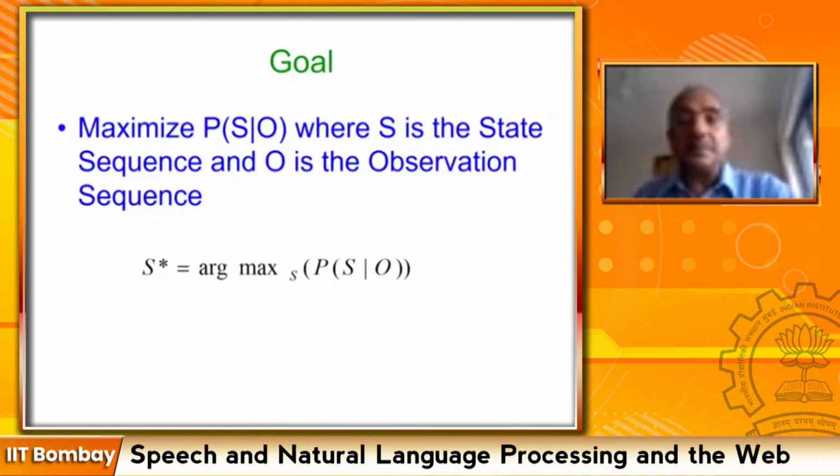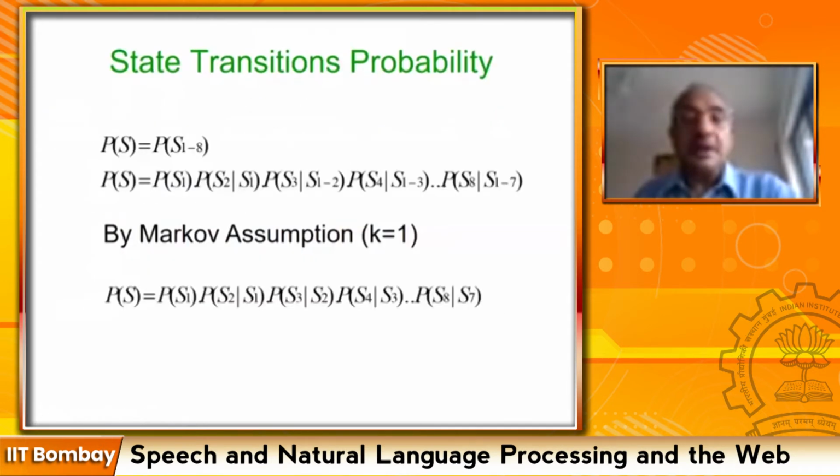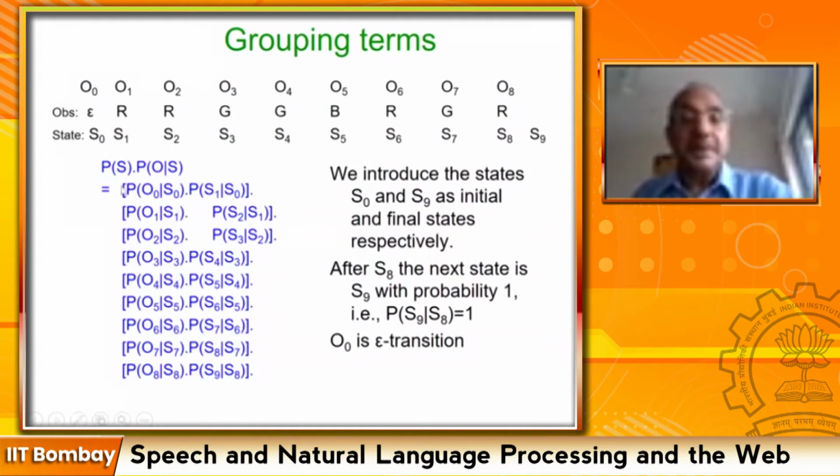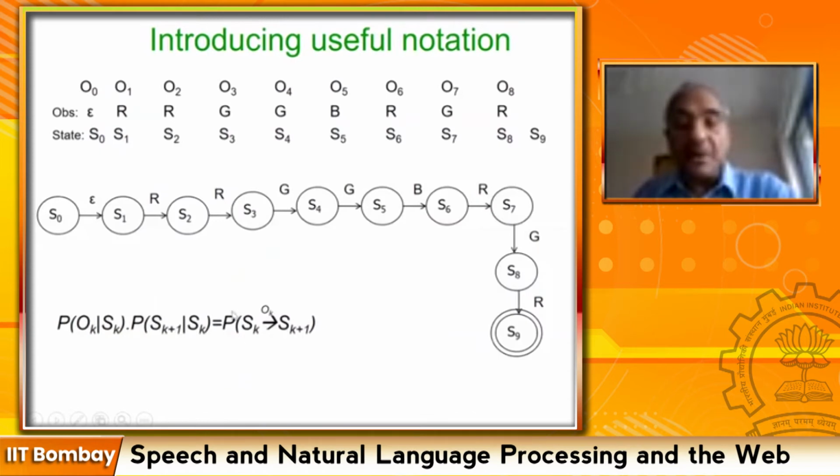Then we were interested in the probability of S given O, and we had to apply the Bayes theorem and cast the problem as probability of state into probability of observation given the state. From that, we came to a very useful expression: the probability of state into the probability of observation given state is nothing but the product of probabilities of transiting from one state to another on an observation. When we take this RR, GG, BR, GR observation, then the states are S1, S2 up to S8 corresponding to these 8 observations, and we have fictitious states S0 and S9, which are sequence beginner and sequence finisher.